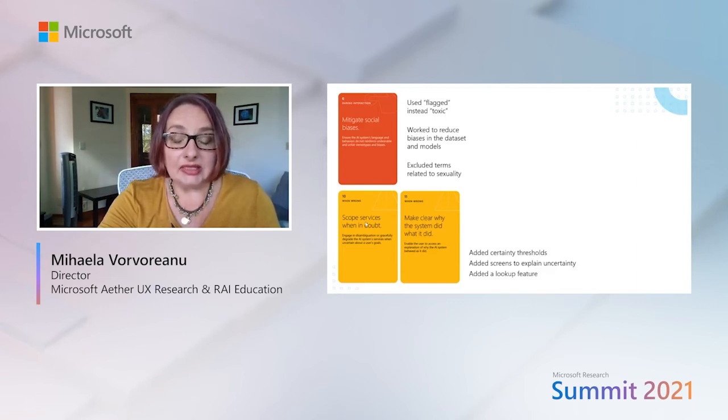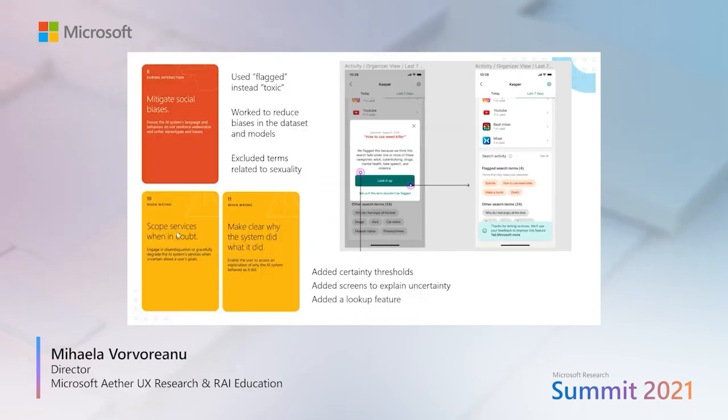They also added screens to explain uncertainty and added this lookup feature, right? So if a term is flagged and a parent might not understand why it is flagged, there is this explanation. We flagged it because we think the search falls under one or more of the categories that I mentioned before. But if that explanation is not sufficient, then the parent has the option to look up that term in order to try to figure out what it means and whether it is indeed a reason for concern or not.